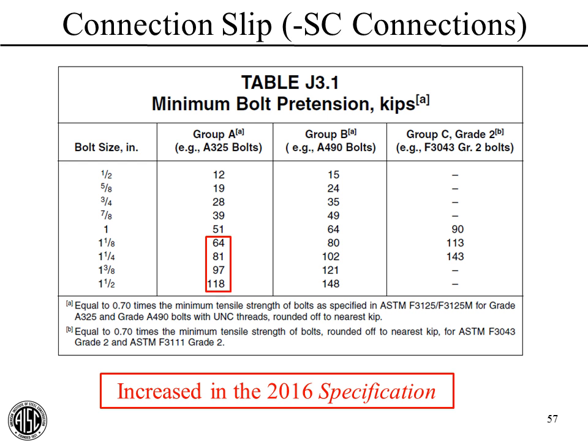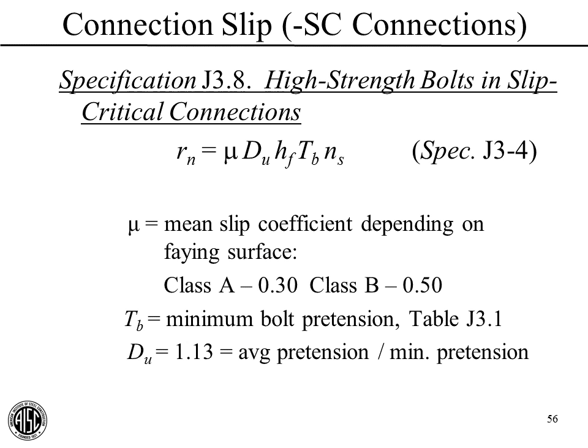Now with that minimum pretension, let's go back to our equation. Now, we want to calculate the strength here, but we don't want to undershoot it. We really want the average pretension, not the minimum. So therefore, we have this D sub U factor, and it's this. It's the average pretension divided by the minimum pretension, and it's 1.13 in the specification.